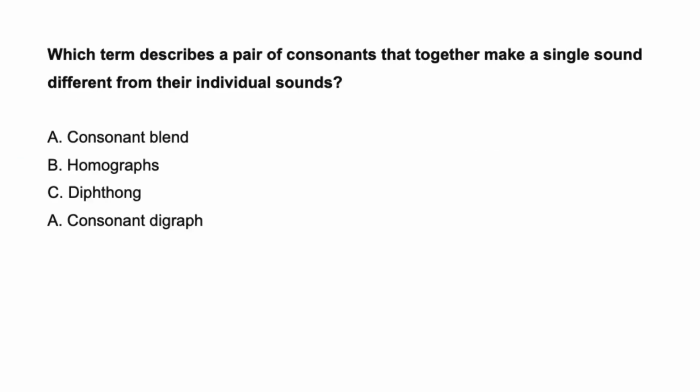Next question. Which term describes a pair of consonants that together make a single sound different from their individual sounds? A, B, C, or D. All right, let's have a look. The correct answer here is D, consonant digraph. Now, a consonant digraph is a pair of consonants that create a single sound distinct from their individual sounds, such as the SH in ship or the CH in chart.